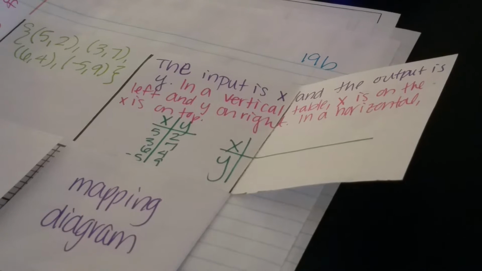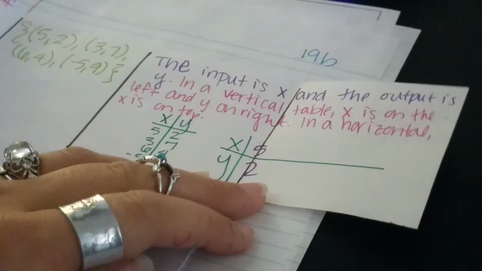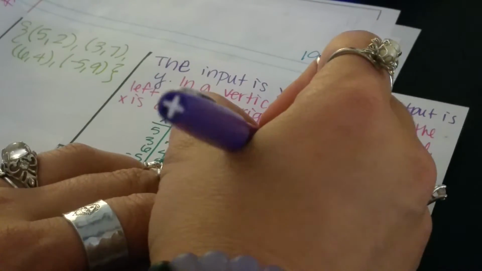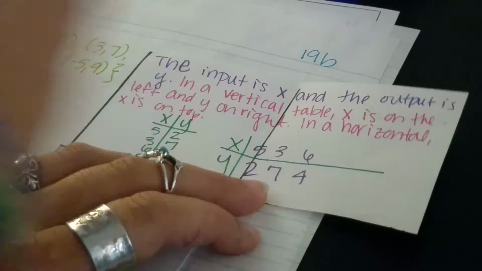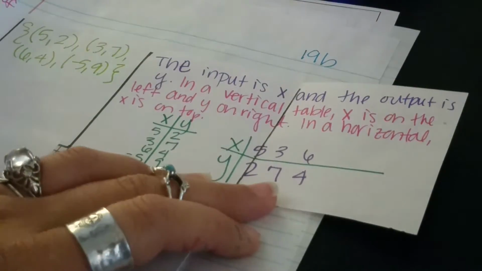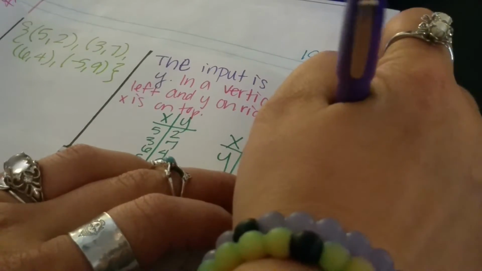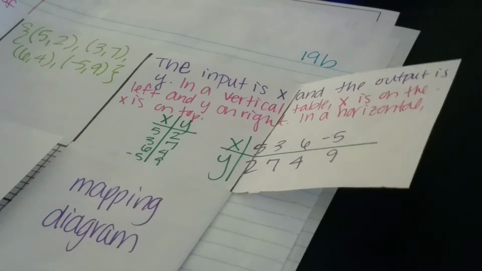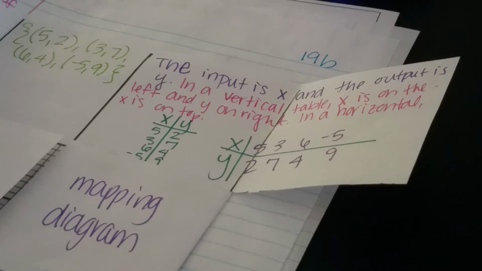What did you guys write first in the horizontal? Nothing yet. 5 on the top. 5 on the top, 2 on the bottom. Super easy. And then, 3 on the top, 7, and then 6 and 4. And then, besides these two over here, can anybody else answer? Negative 5 and 9. Easy peasy. That's it. It's boring. It's easy.